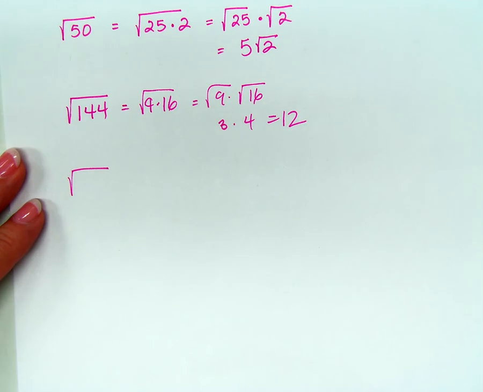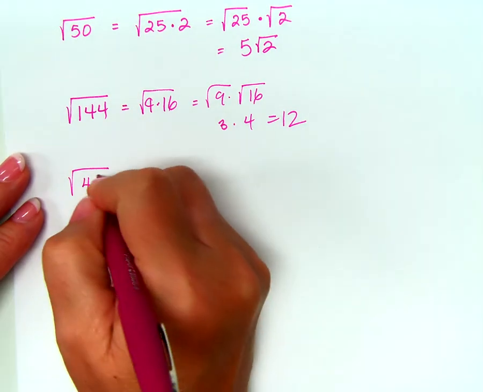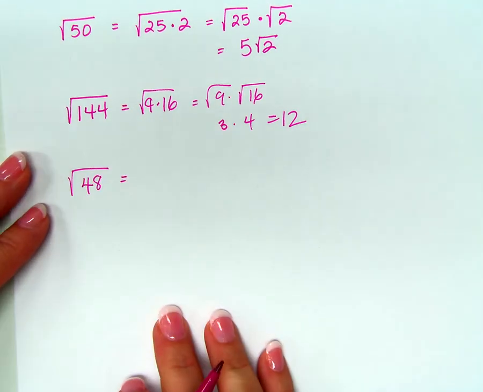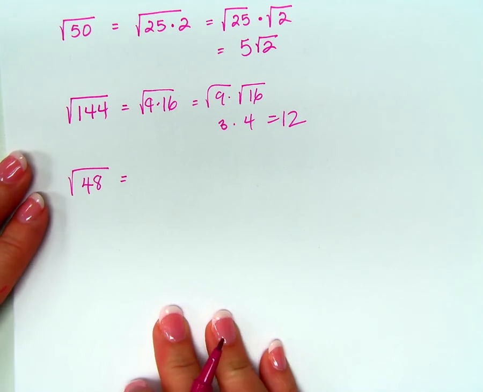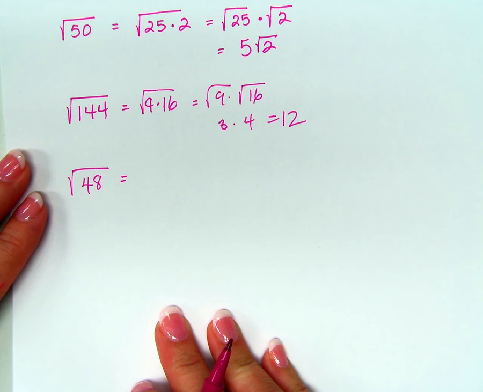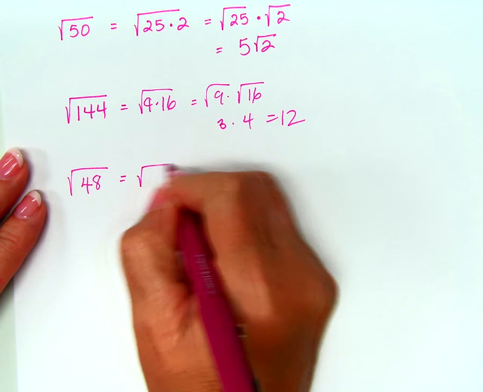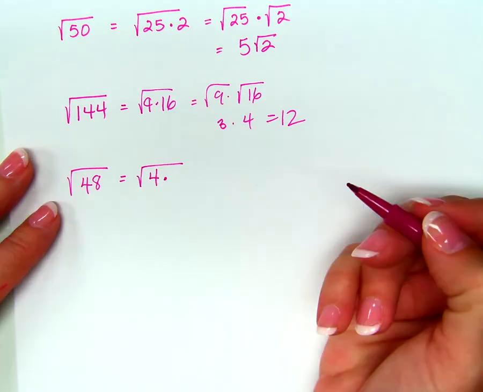Seriously. Okay. What about the square root of 48? Can you think of a factor of 48 that you do know the square root of? What about 4? Does that work? Okay, so if we say 4, then that's really 4 times what? 12.